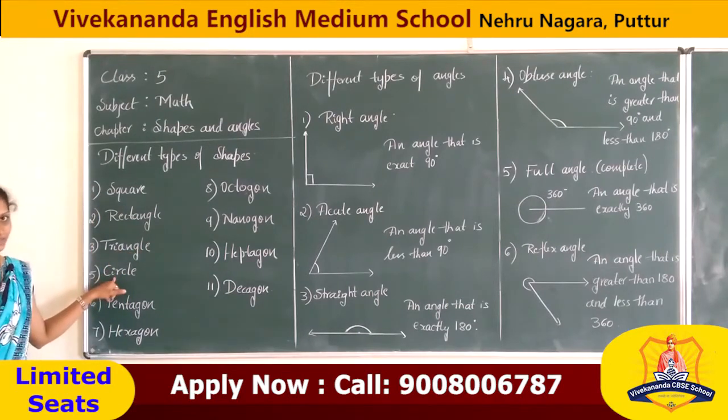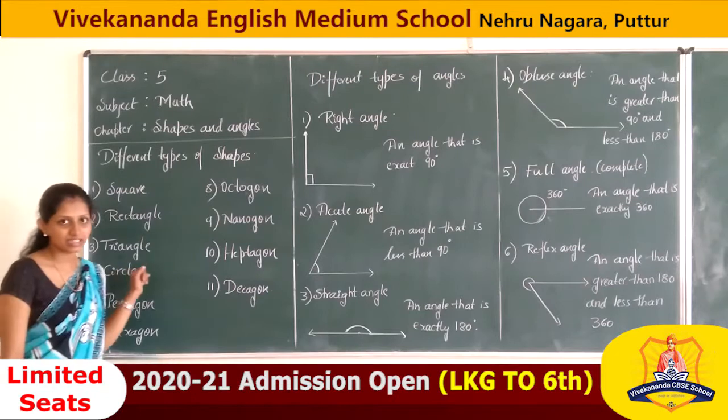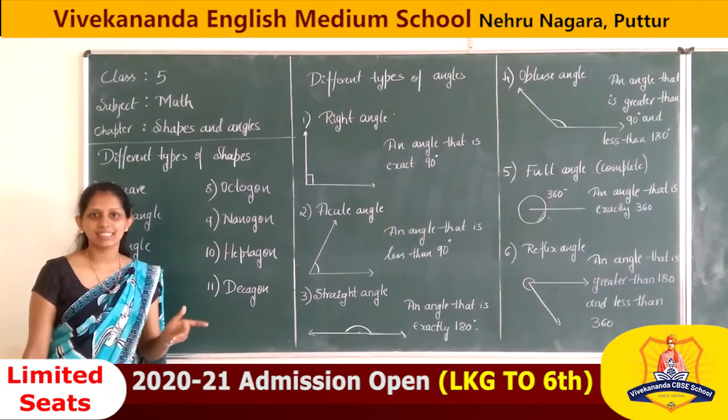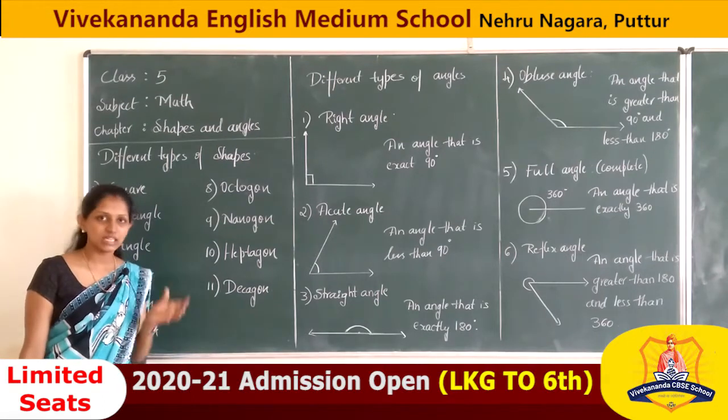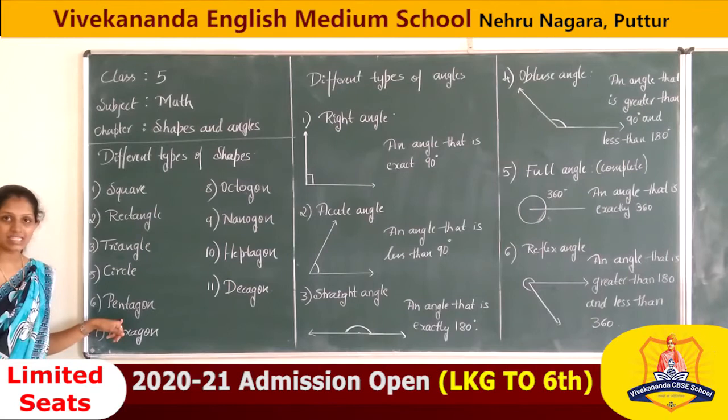Then circle. Does a circle have any angle? It has one angle, correct? It has one angle, that is the complete 360 degrees, correct? The complete 360 degrees. Pentagon, how many sides?